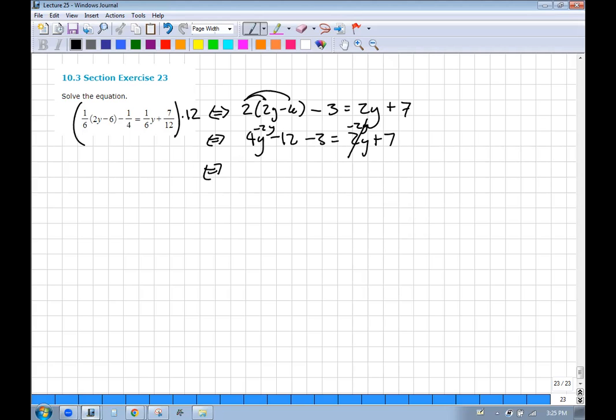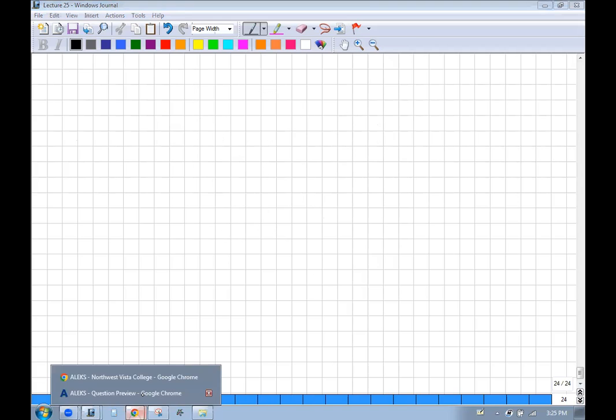4y minus 2y is a 2y. Combine this 12 and this 3 to give me a 15. I still want the y by itself, so let's get this 15 out of the way. That gives me a 2y. 7 and 15 is 22. Get that 2 out of the way. 22 divided by 2 is 11. That's how I would approach that.